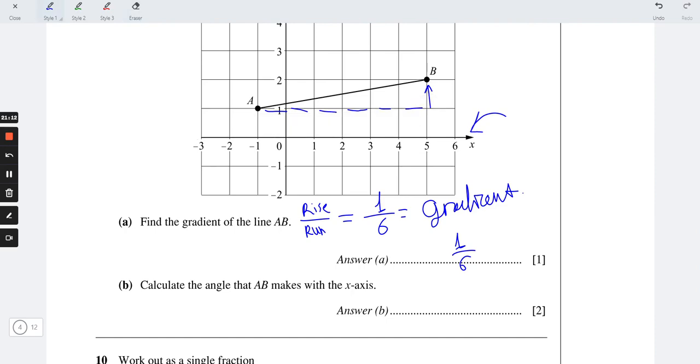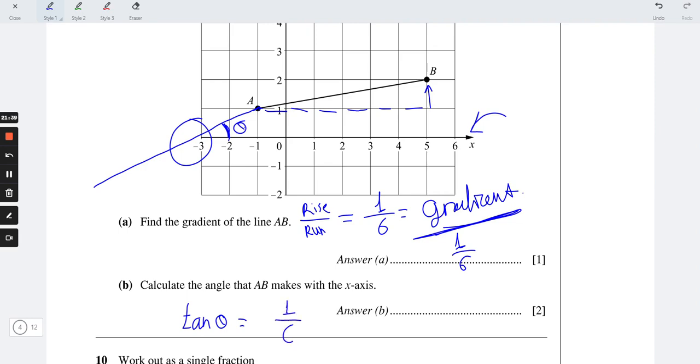So if you are extending this line here, we will intersect somewhere here, so it will have an angle here. To find the angle here, we use tan. This angle, let's say it's theta, tan theta equals what? Equal gradient itself. Well, gradient itself is 1 over 6, so 1 over 6.